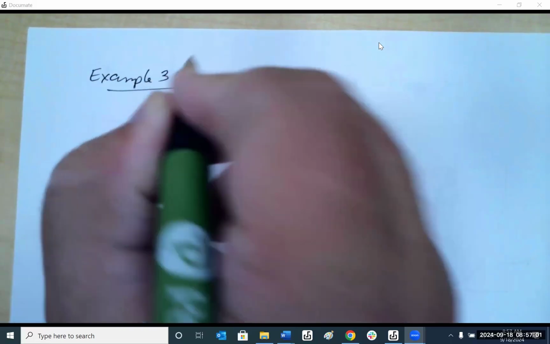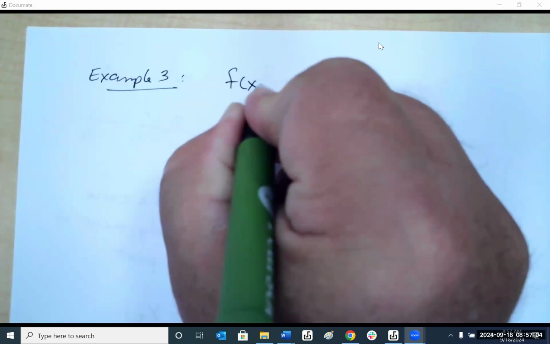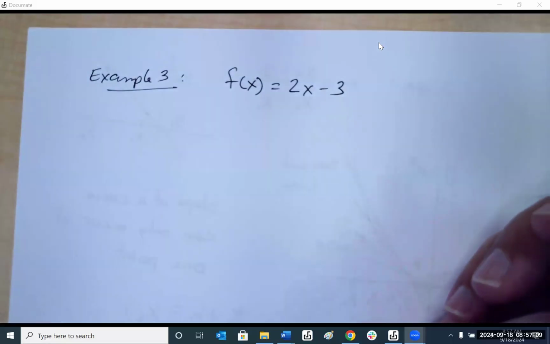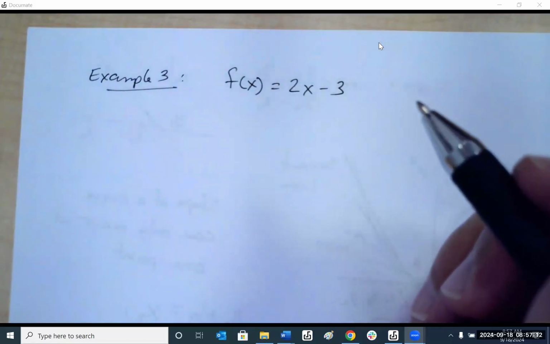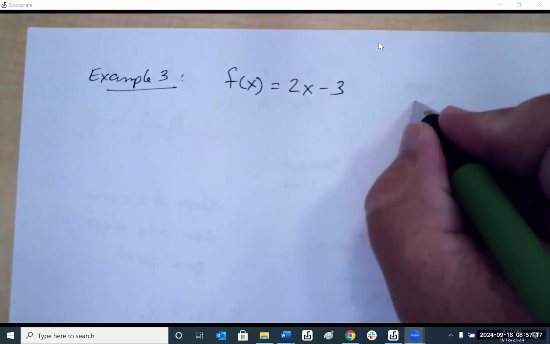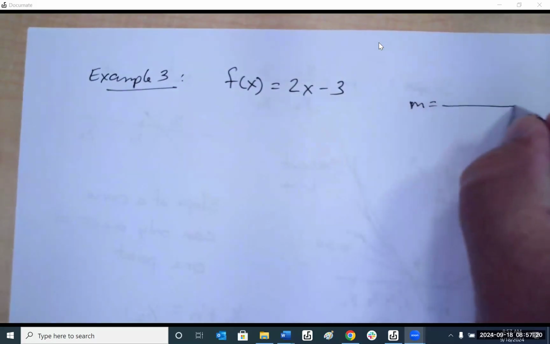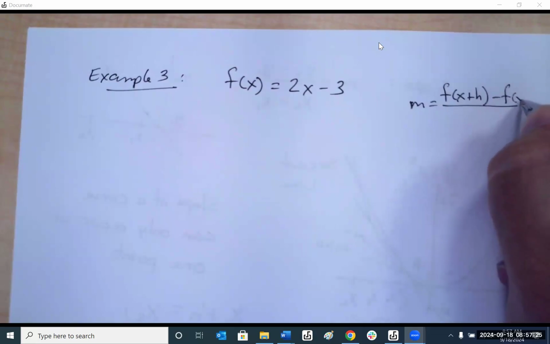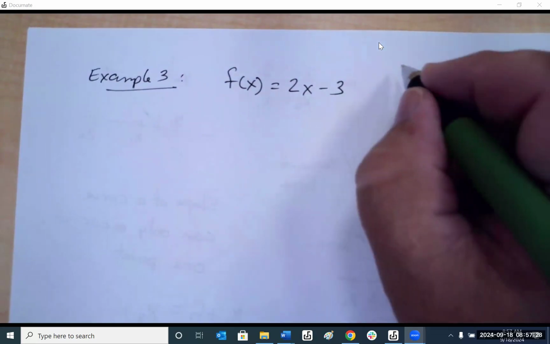Right. Let's look at some examples here using the difference quotient. Example 3. f of x equals 2x minus 3. Given the function f, find and simplify the difference quotient. Remember, the difference quotient is f of x plus h minus f of x over h. That's the difference quotient.